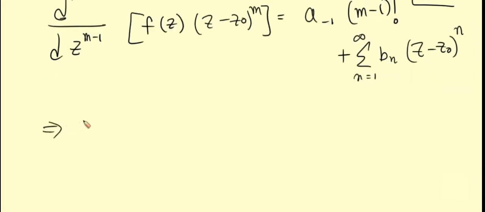So this will look like 1 over m minus 1 factorial. There is this derivative operation.